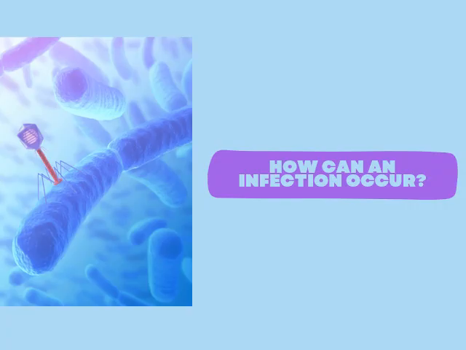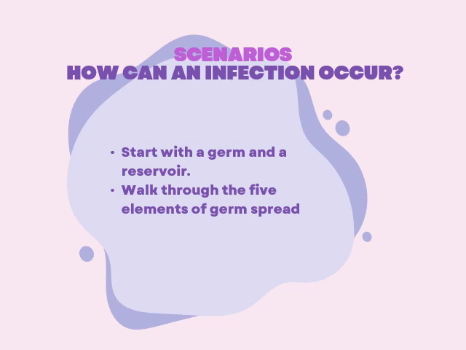Now that we've talked about how germs spread and cause infection in healthcare, let's imagine a couple scenarios where it could happen. Each scenario starts with a germ and its initial reservoir. Use this information to think of some possibilities for each of the 5 factors of germ spread. We'll walk through the first scenario as an example, and then you'll have the opportunity to create your own scenario.